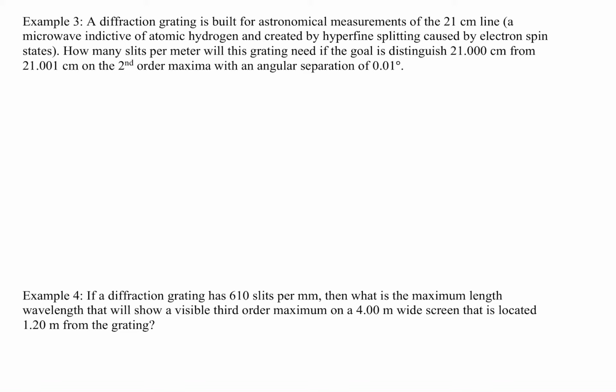A diffraction grating is built for astronomical measurements of the 21 centimeter line, a really cool idea in astronomy, which is a microwave indicative of atomic hydrogen and created by hyperfine splitting caused by electron spin states. There you go. All right. So how many slits per meter will this grating need if the goal is to distinguish between 21.000 centimeters and 21.001 centimeters, okay? Because you want to get that precise 21 centimeter line, okay?